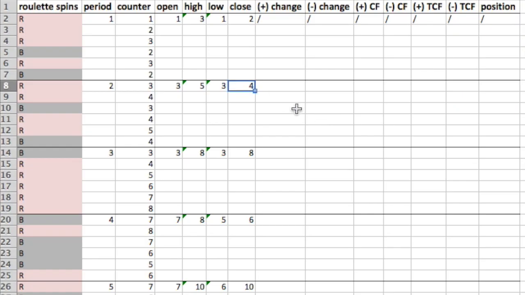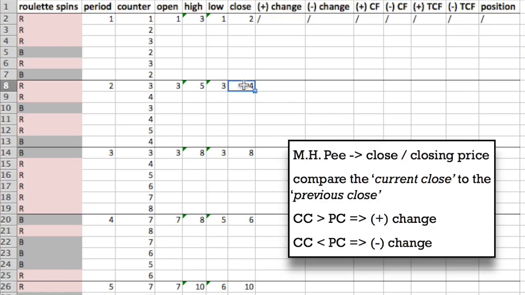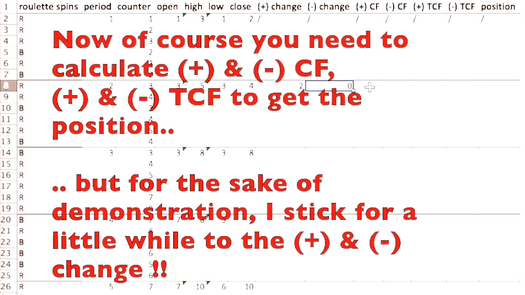Okay, so here period 2. You need to compare the current close to the previous close, right? So the current close is higher than the previous close, so it's a plus change. The close went up by 2 units. That's why we write here 2, and there is no negative change. And here 0. It didn't go down, it went up by 2 units, right? So here 0.